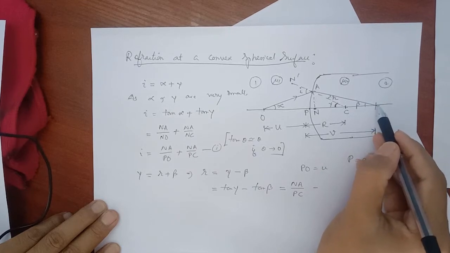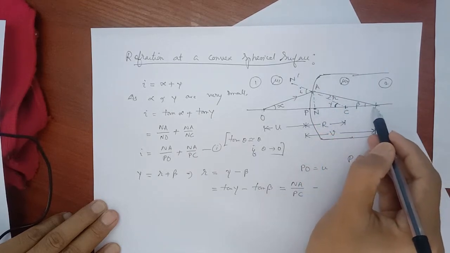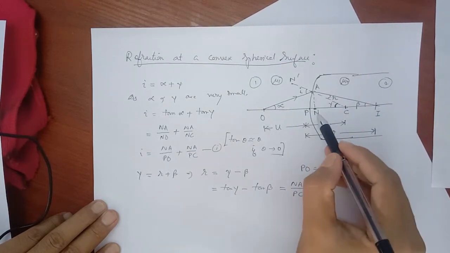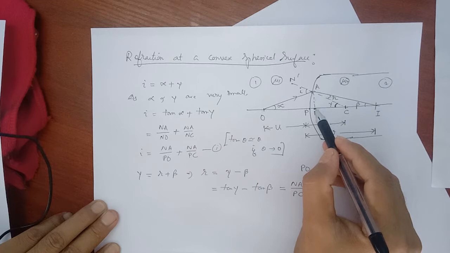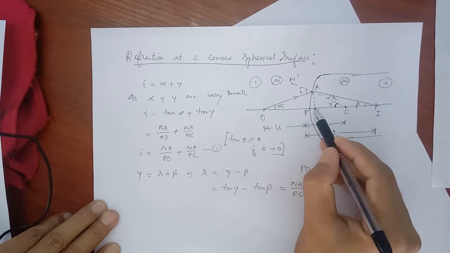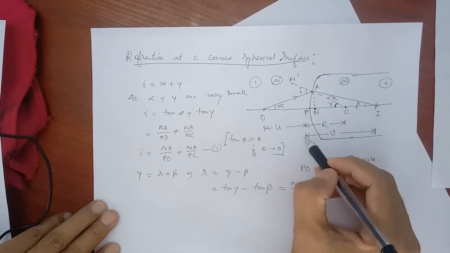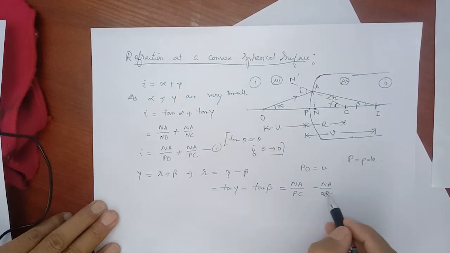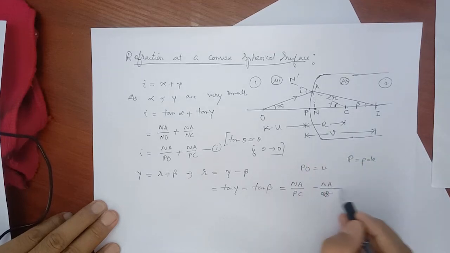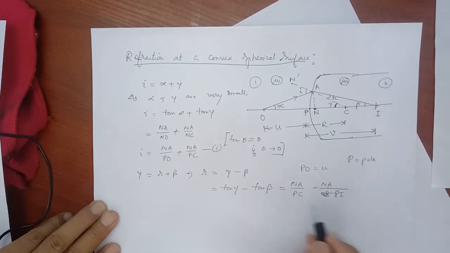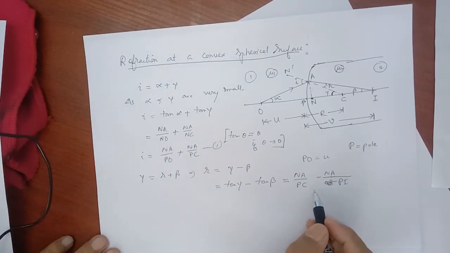Let us see again. Tan beta belongs to this triangle here. So again, perpendicular in this triangle is NA divided by base. The base here is going to be NI. But as I told you before, N and P are very, very close. So instead of saying from N, you can say PI here. So NA divided by, you can write, PI. So this much you have.